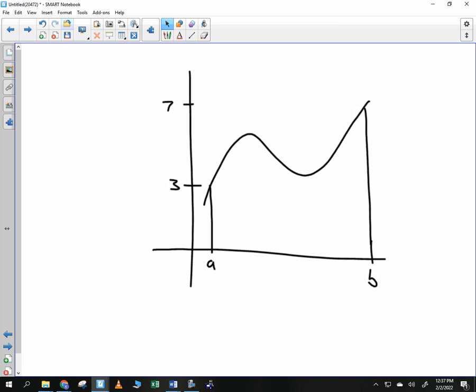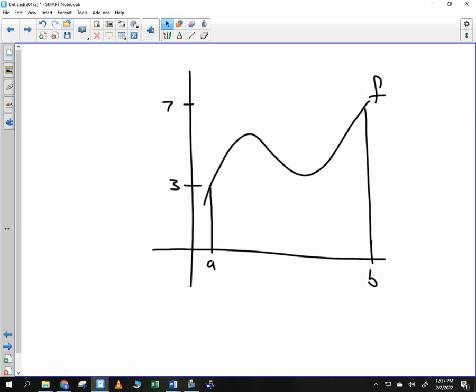Okay, here's what I want you to do. I have a function f, and I've drawn it over the interval from a to b, and I have the heights from 3 to 7 right now. Look at this function. If you were to estimate the height right now, what would you estimate the height to be here? 4? Sure. How about the height here? 5? How about here? 3.5.